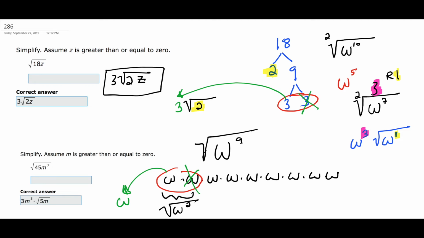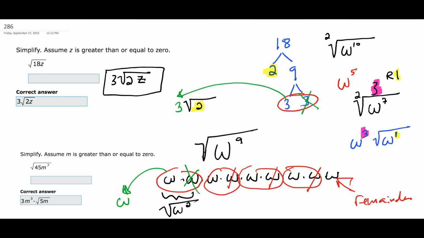All right, and then here, 1 comes out. So gone. 1 comes out. 1 comes out. And look, there's your remainder. So it's not the same as taking the square root of 9. This is different.